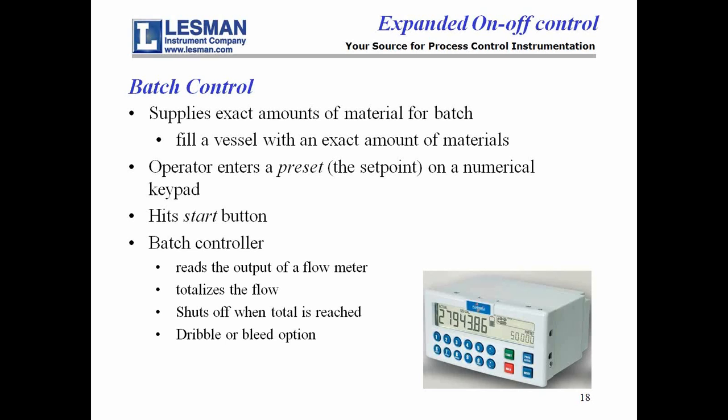A lot of times there's what they call a dribble or a bleed option. So when you get to about 90% of that number, you operate a second, smaller flow line with a solenoid valve that dribbles the last part in so that you can get a very accurate total going into it.